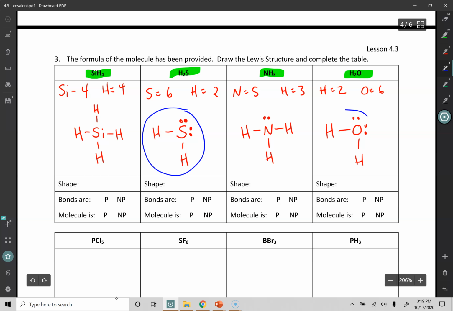Real quick, if you look at those two structures, you should notice that they are strikingly similar. Why do you think that is? Our central atom is coming from the same group of the periodic table. They're both group 16 elements. And if you've got the same central atom, there's a really high likelihood that your structures are going to be very, very similar. So that's something you can use to help check your work and maybe predict these shapes a little bit faster. All right, let's go ahead and get back to the notes.